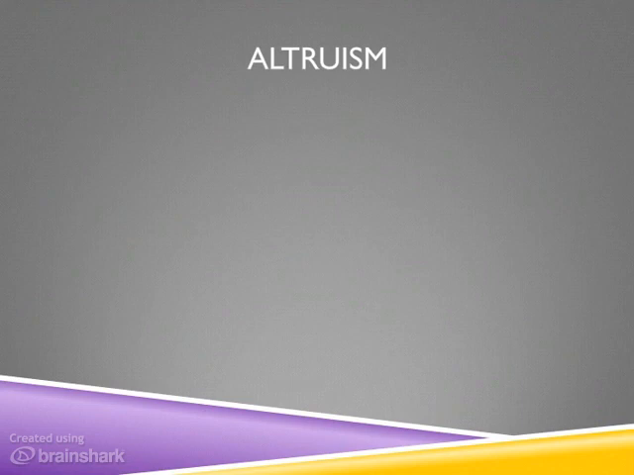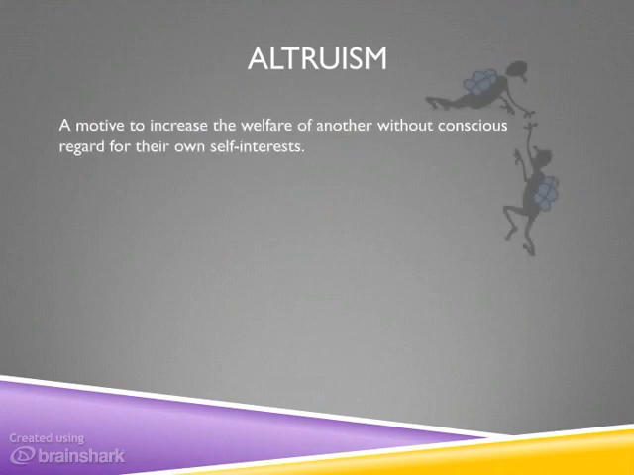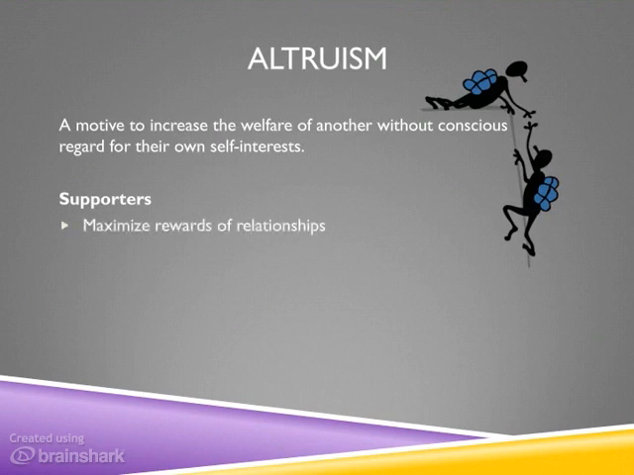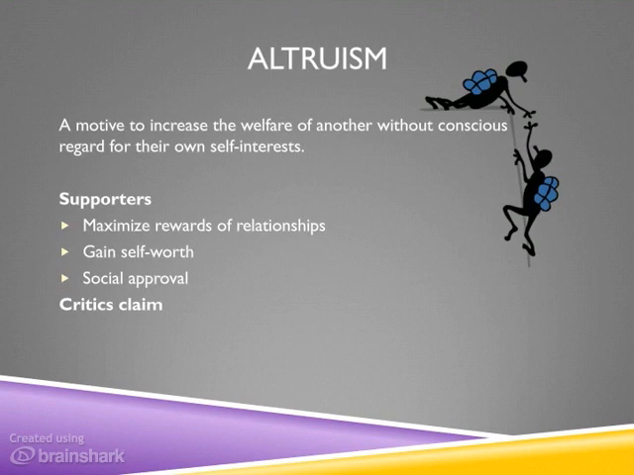When we discuss altruism, we're looking at someone who is motivated to increase the welfare of another without conscious regard for their own interest. Supporters of this theory claim that we do this to maximize the rewards of relationships, to gain self-worth, and for social approval. If we are choosing an action for any of these reasons, are we doing it without regard for our own self-interest? Thus, the critics claim that true altruism is not really possible.